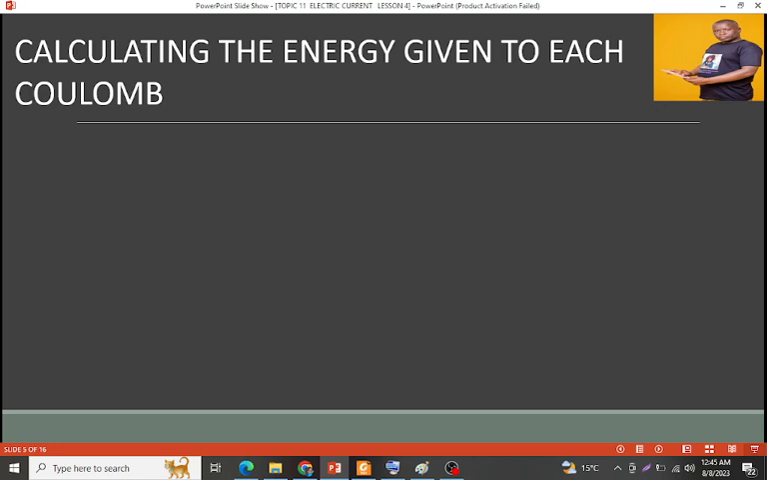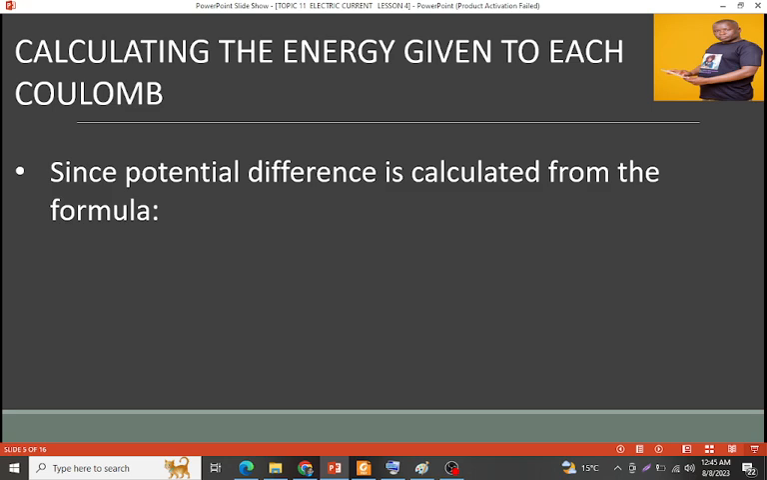So we can calculate the energy given to each coulomb in the following manner. Since we know that voltage is work done per charge, we can calculate work done by simply making work done W the subject of this formula. Just multiply both sides by Q, so that W, or work done, is equal to voltage multiplied by charge, potential difference multiplied by charge.